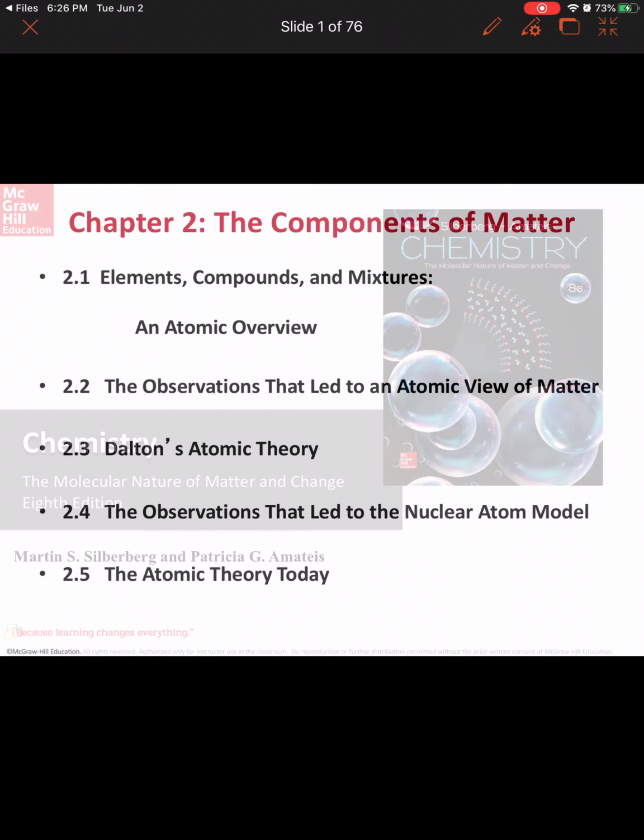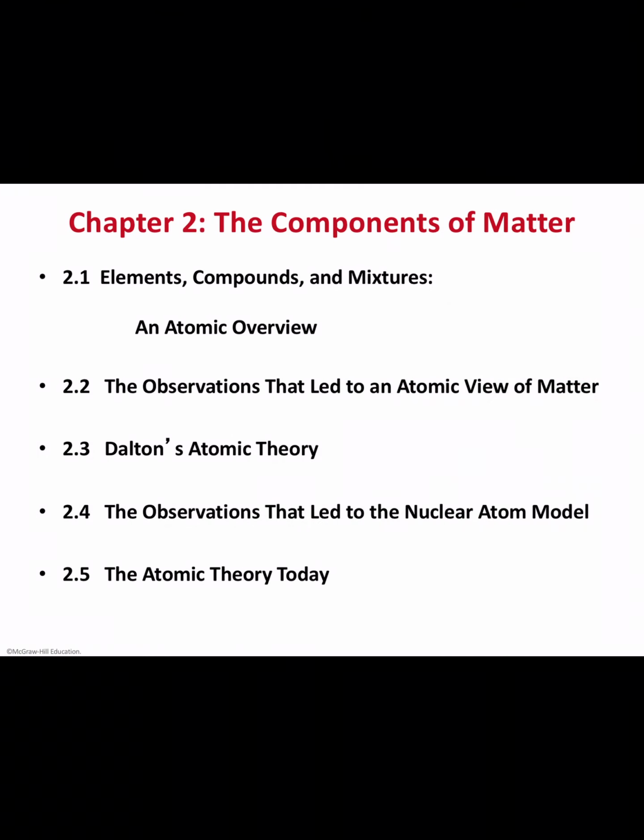Okay, alright. So, what are we going to do in chapter 2? We're going to learn about the components of matter. In here, we're going to learn about elements, compounds, and mixtures, atomic overview, observations that led to an atomic view of matter, Dalton's atomic theory, observations that led to the nuclear atom model, and the atomic theory today.